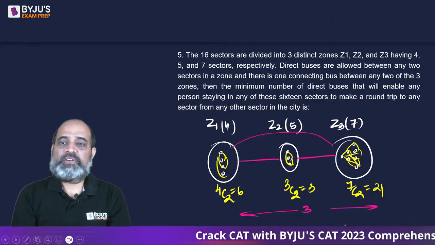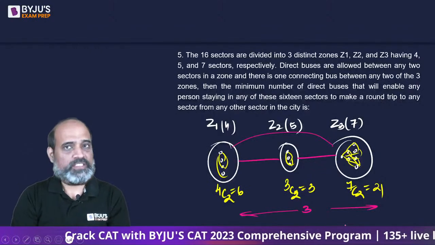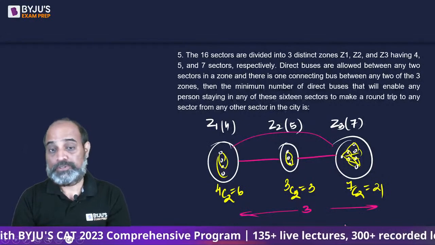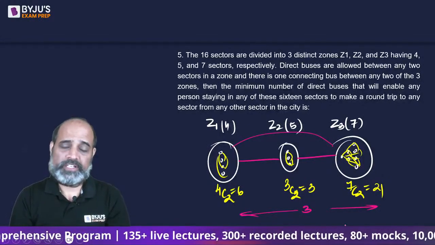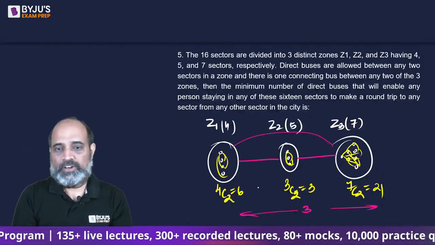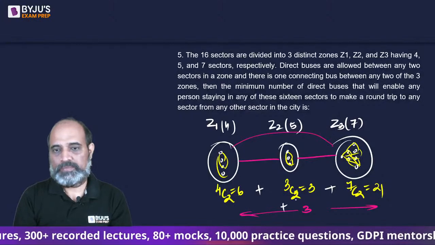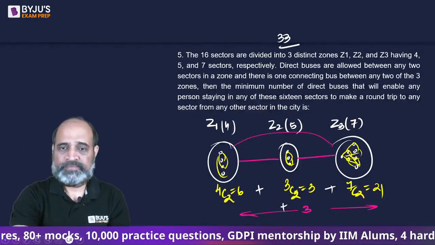Then the minimum number of direct buses that are required that will enable any person staying in any of these 16 sectors to make a round trip. So the latter part of every question over here is the same. कि कितने आपको निकल कर आया? What is the count here? So if we add all of this, we will be getting 6 plus 3, 9 plus 21, 30, 30 plus 3, 33. So 33 is the answer.